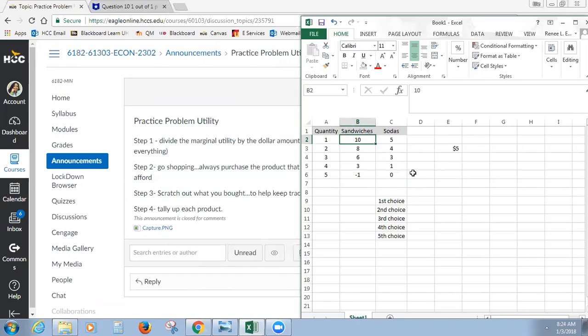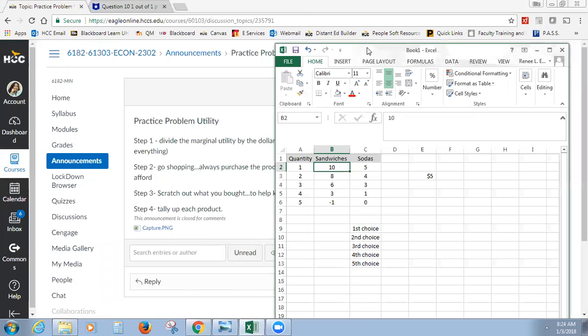All right, so my first choice, do I want to have something that brings me 10 or 5? The second step: always purchase the product that has the highest bang for your buck, marginal utility per dollar. So I'm going to grab the sandwich. Make sure you scratch it out. First choice is going to be a sandwich.